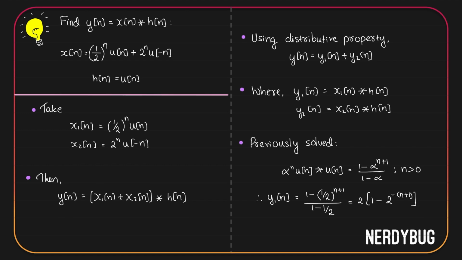Now we have to solve for y2(n). We have x2(n) is 2^n u(-n) and h(n) is u(n). The first step is to write x2(n) and h(n) as functions of k.